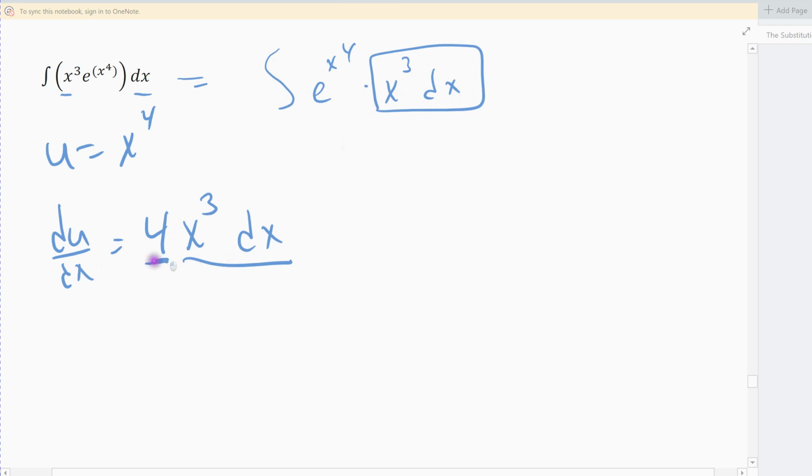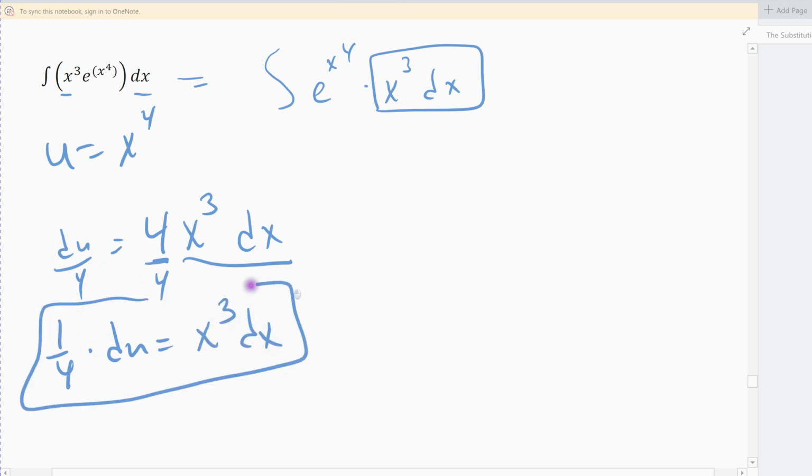I have an extra 4 out front, which means I can't just ignore it. It's a part of the problem. So what I do is, well, I've got to move it over here with the du. To do that, well, I divide by 4. And so I'm going to get 1/4, or divide by 4 is fine too, du equals x cubed dx.